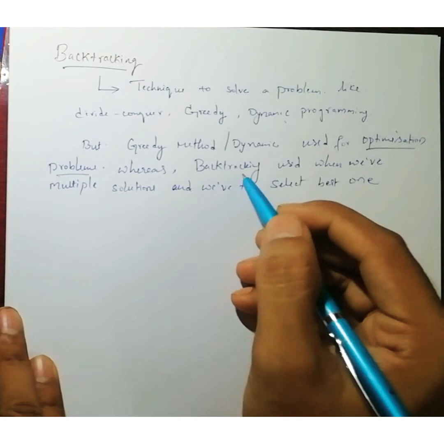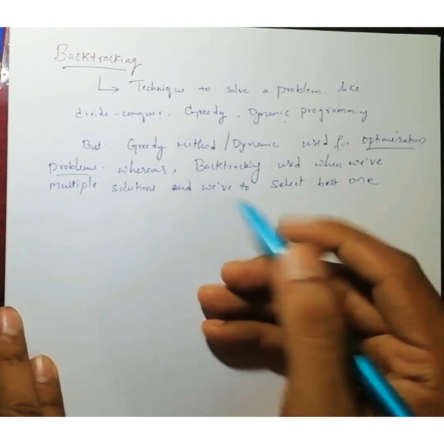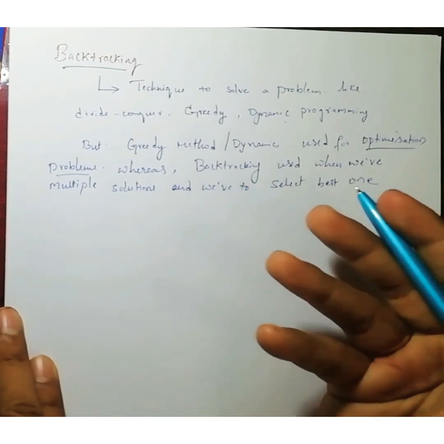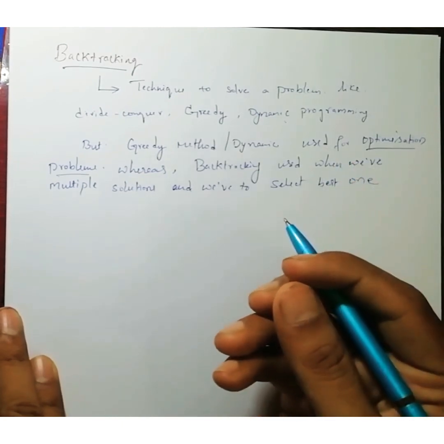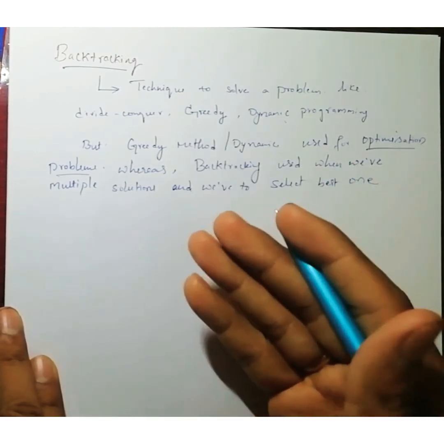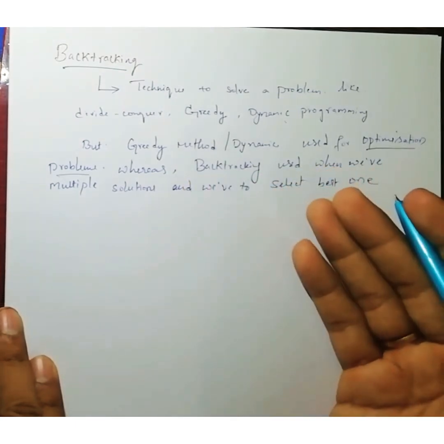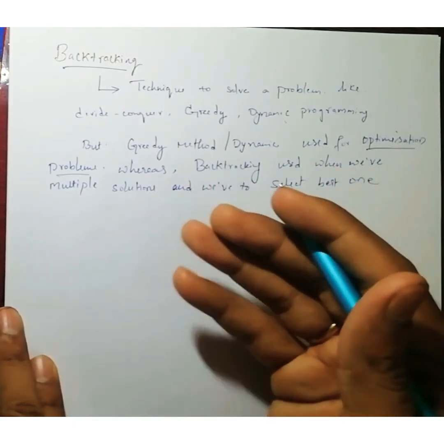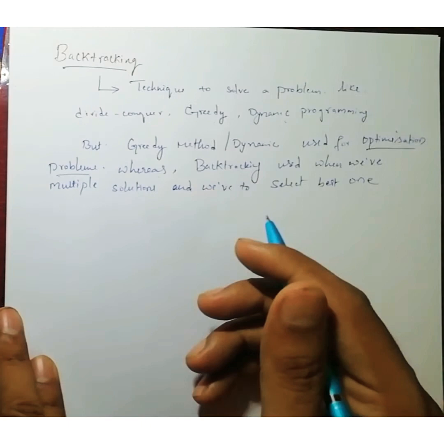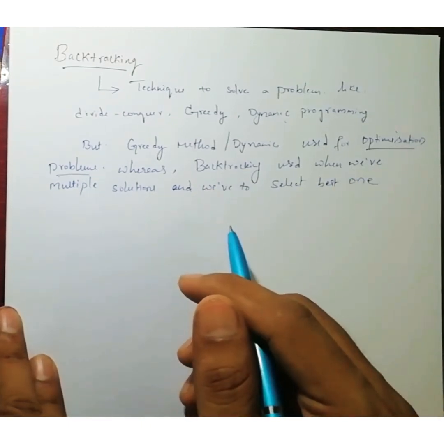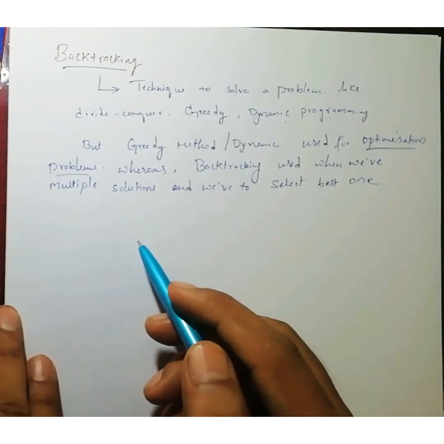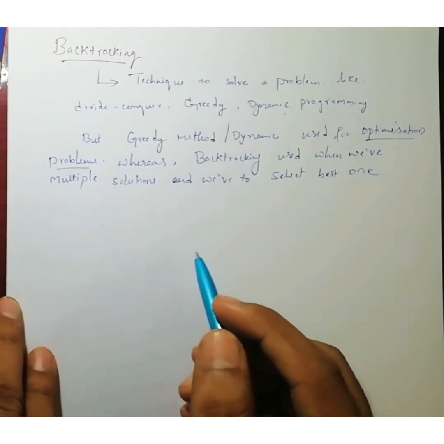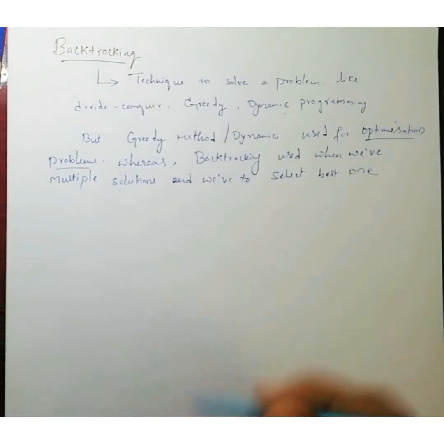Optimization problem means finding a minimum value or maximum value. Whereas backtracking we use when we have multiple answers, multiple solutions, and we have to select the best one. For example, if I have 16 solutions, out of 16 solutions I have to select the best one as an answer, by using the backtracking method. We will explain this by using a simple example.